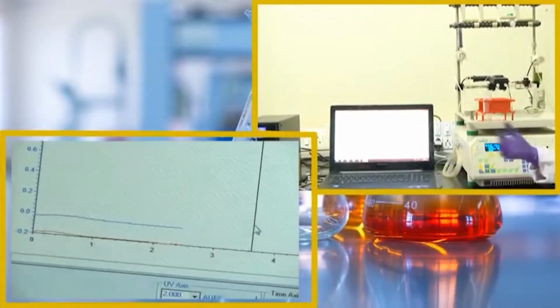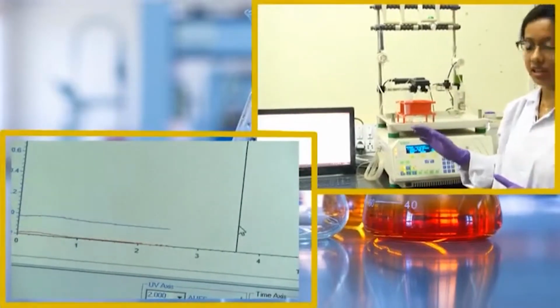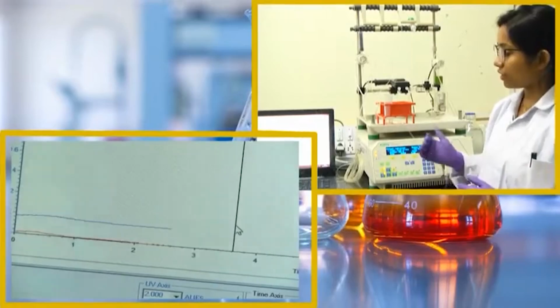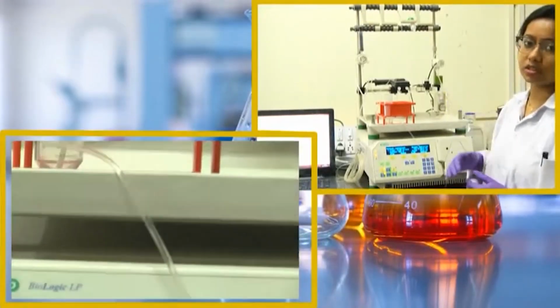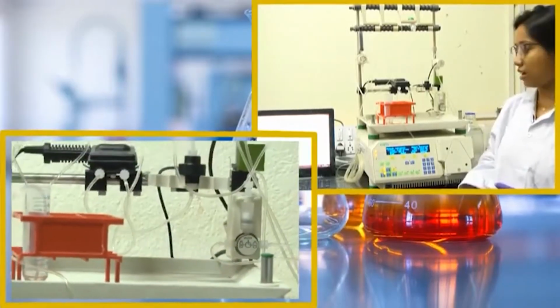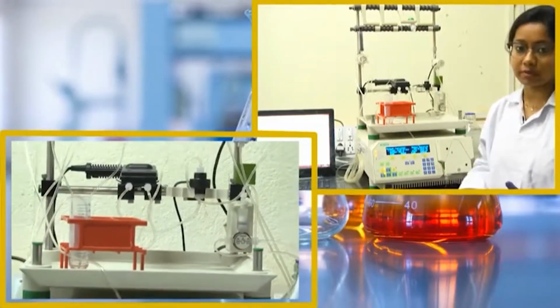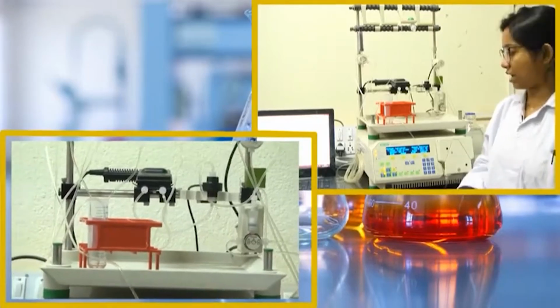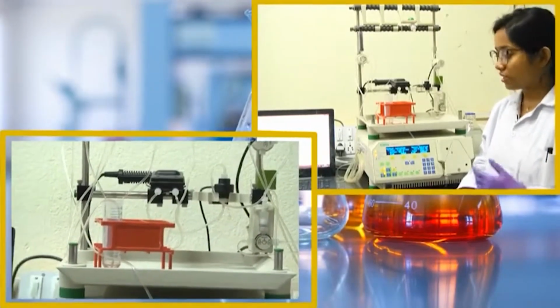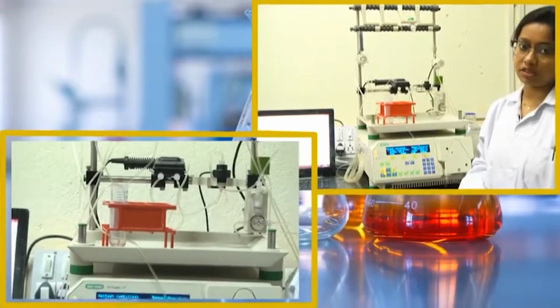So, first we will run water, which will clear out anything that might be present in the column or the tubing. After we run the water, we will go for buffer A. Buffer A, or wash buffer, is basically the same buffer in which my protein will be present. In buffer A, the Tris will be there, which has a pH of 8.2, and it will regulate the pH of this buffer.